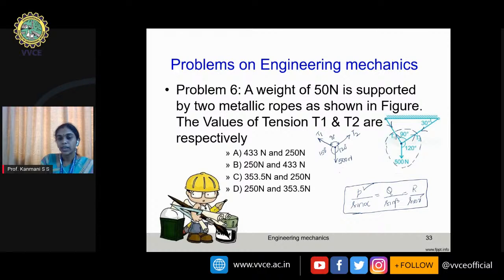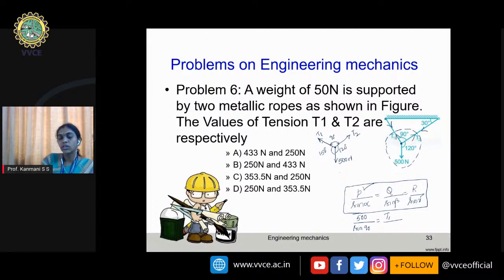In place of P, I will write 500. So 500 divided by the opposite side. Opposite to this force, you have 90 degrees. This divided by sine 90 is equal to Q. In place of Q, let me write T1. T1 divided by the angle opposite to T1, I have 120 degrees.